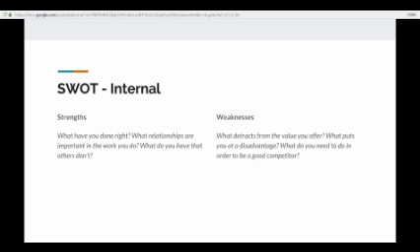So the internal factors of a SWOT analysis are the strengths and weaknesses. The questions that you ask yourself are the following. What have you done right? What relationships are important in the work you do? And what do you have that others don't? Weaknesses are what detract from the value that you offer. What do you do that puts you at a disadvantage? What do you need to do in order to be a good or a better competitor?